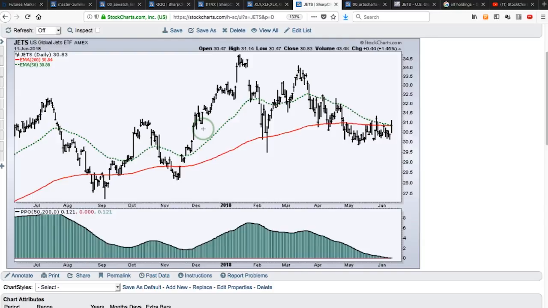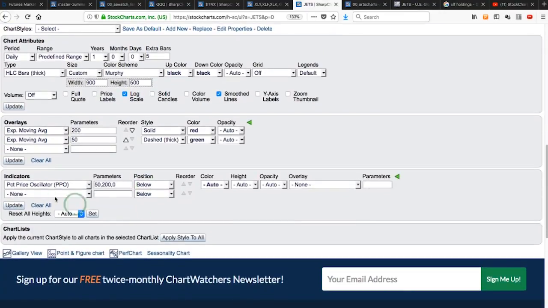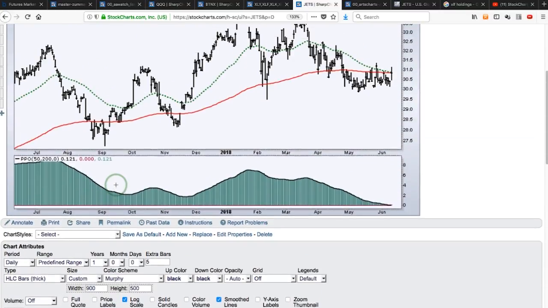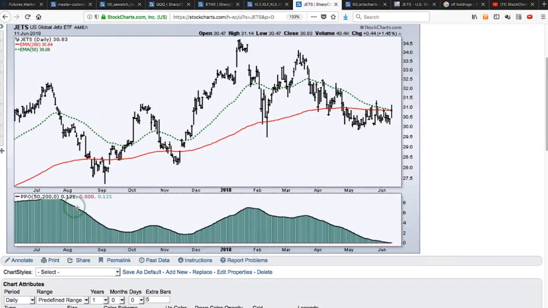All right, so here is a basic chart of the Jets ETF, the U.S. Global Jets ETF, which has a bunch of airline stocks in it. I've got the 50-day EMA with the green dashed line, the 200-day EMA in red, and below I've got the PPO 50-200-0. And to see those settings below, there you can see the percentage price oscillator. And when you put the signal line at 0, that basically removes it, and it shows the PPO as a histogram. So we can see that the 50-day EMA is above the 200-day when that PPO is positive.